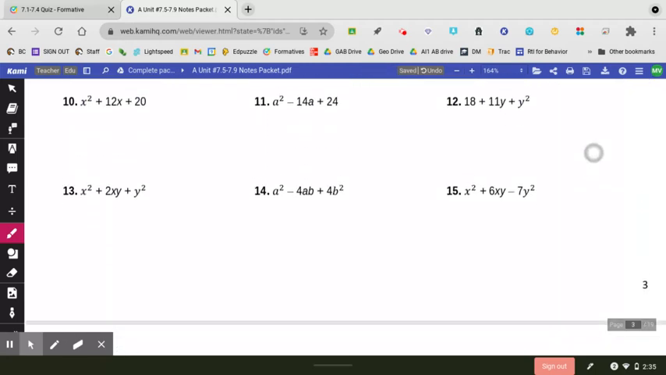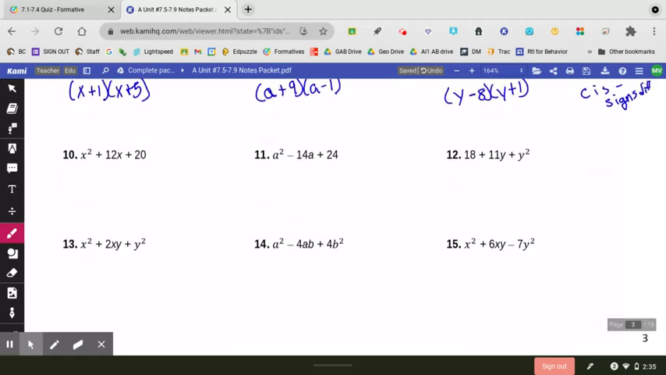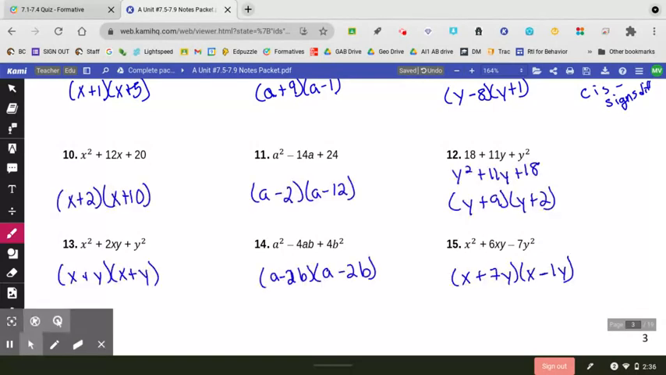Okay, so I want you to do the last 6 and come back and check those. Okay, so number 10 should be x plus 2 times x plus 10. 11, a minus 2 times a minus 12. 12, y plus 9 times y plus 2. 13, x plus y times x plus y. 14, a minus 2b times a minus 2b. And 15, x plus 7y times x minus 7y.